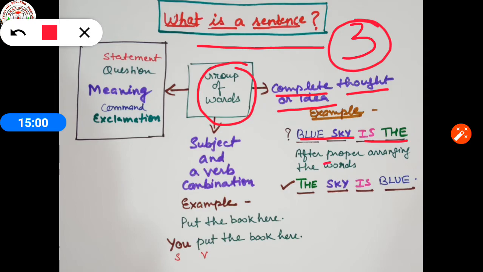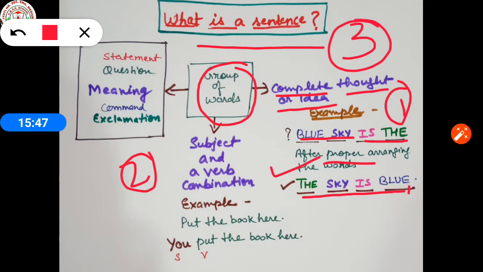Now when we rearrange the same words in a proper order, then we can get a meaningful sentence. Like this: the sky is blue. This is the correct one. Now we get to know about the color of the sky from the sentence, as it is conveying meaning. This is the first one.